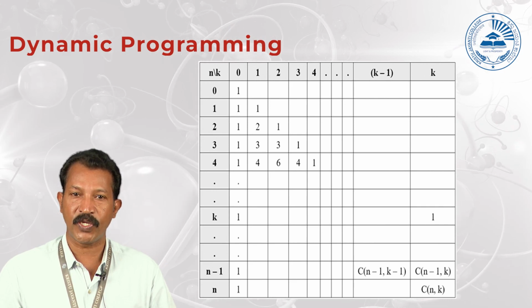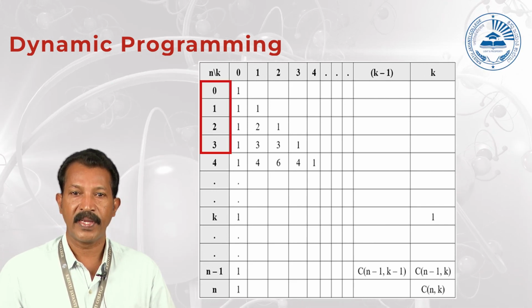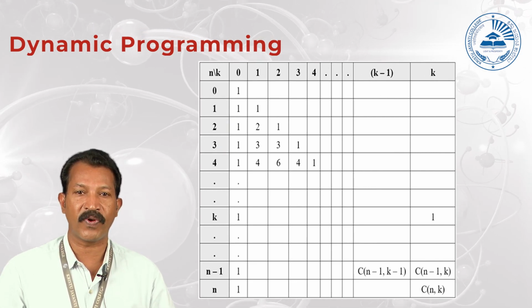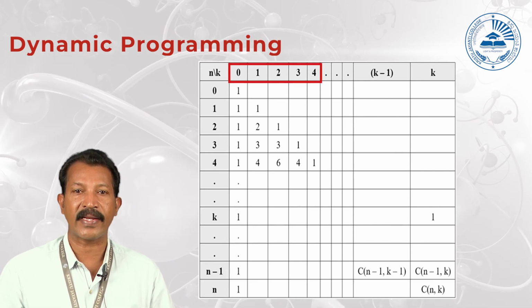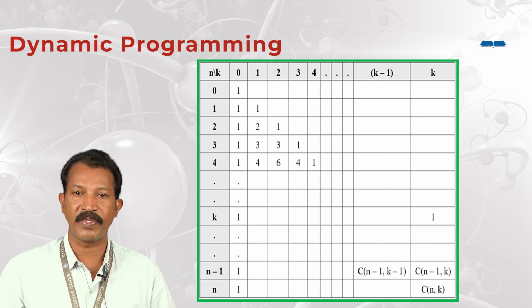So starting from 0, there are 3 values for R: 0, 1 and 2. And for N, starting from 0, there are 4 values: 0, 1, 2 and 3. So these will be the labels of the rows and columns of the table.